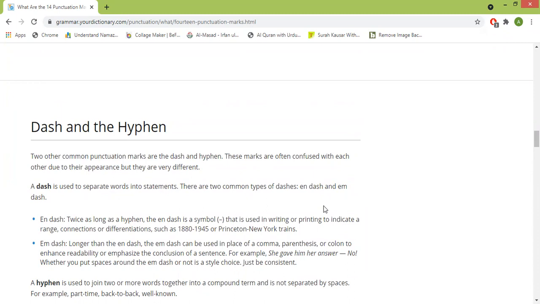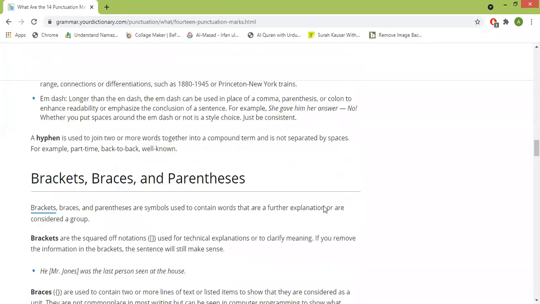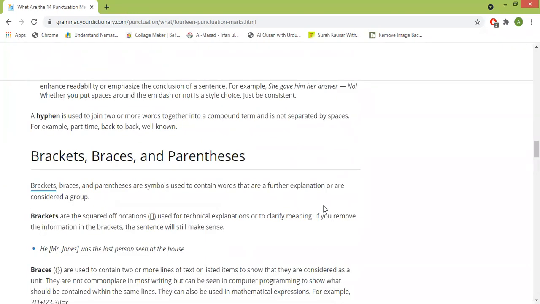A dash is used to separate words into statements. There are 2 common types of dashes. Let's go for the hyphen. A hyphen is used to join 2 or more words together into a compound term and is not separated by spaces.